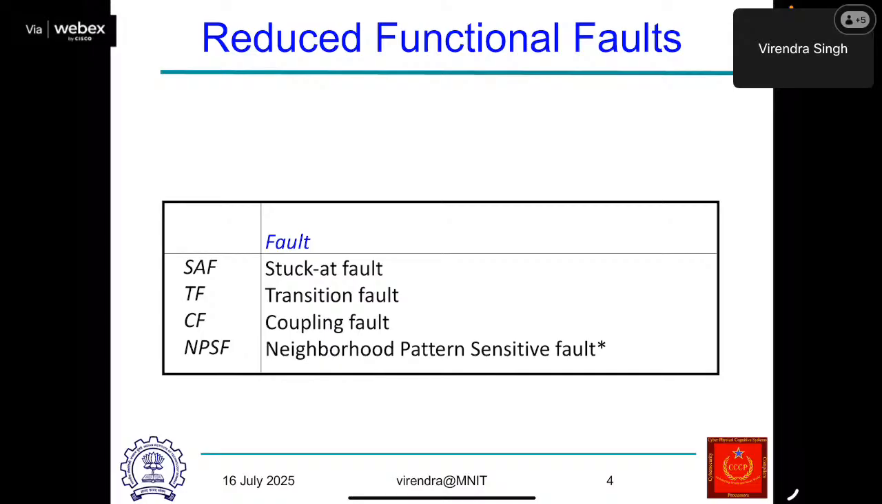And then the more complex fault model here is the neighborhood pattern sensitive fault, wherein you look at the neighborhood of a cell, and then look at whether the fault is there or not.